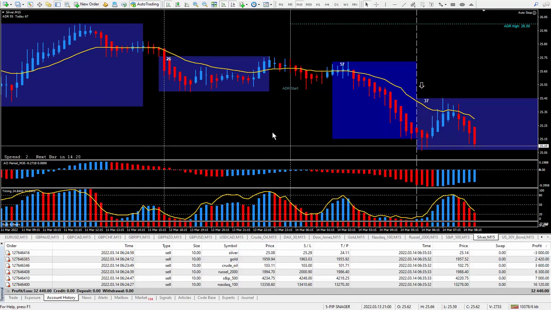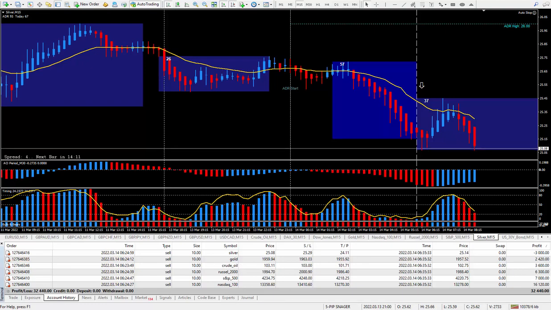And if you're interested in making a lot of pips, a lot of ticks, a lot of money, well, this is the way that you have to do it.